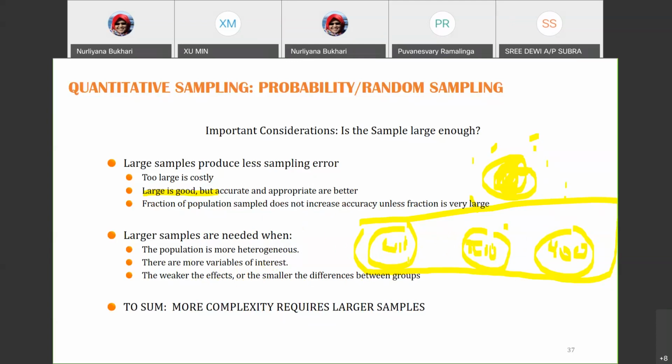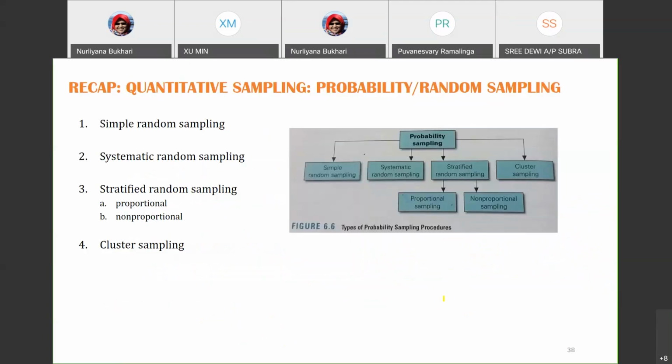If you want to do complex analysis, the sample has to be large enough. More complexity requires larger samples. For example, SEM, a quantitative method, which those doing a PhD may want to consider. Even regression: you have to have at least 100 for the homogeneous. So imagine you have several groups. Those are the things to consider.